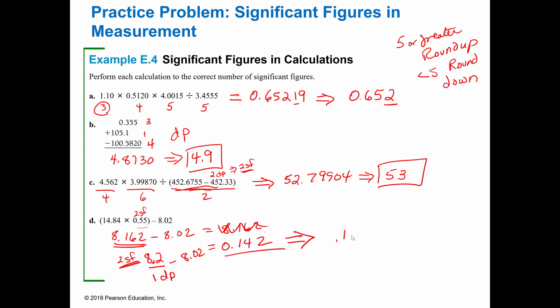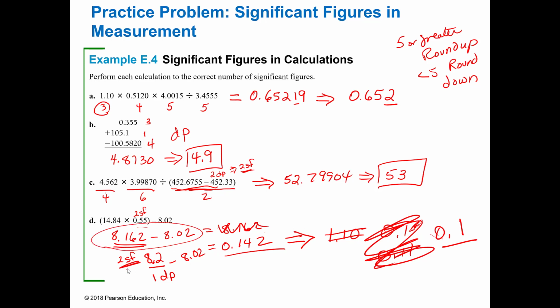So my answer would be 0.1. Okay, so you can only have one significant figure because of that decimal place. So you keep this in your calculator, but you've got to remember that it's really 8.2, because it could only have the one decimal place, right?